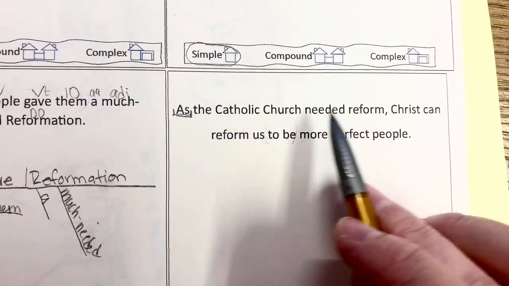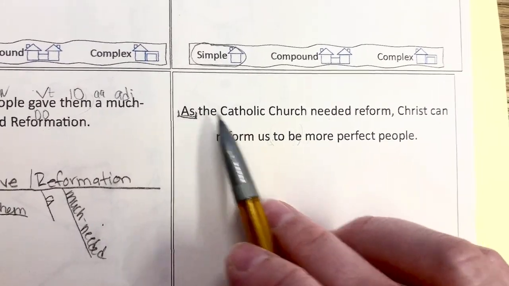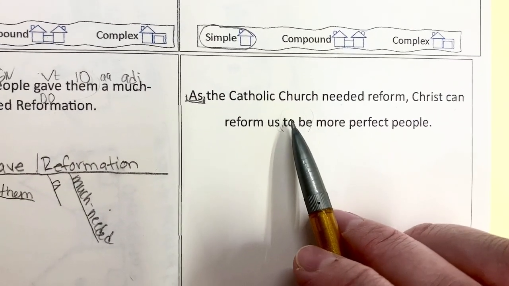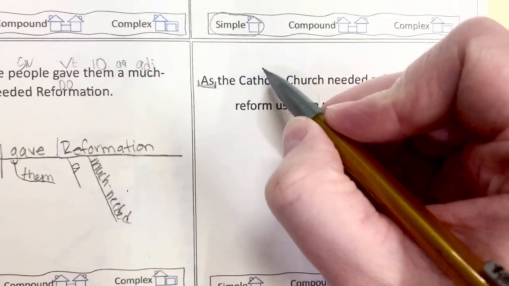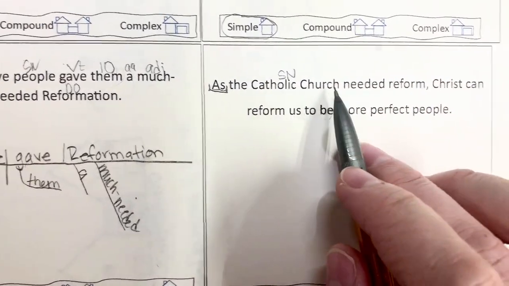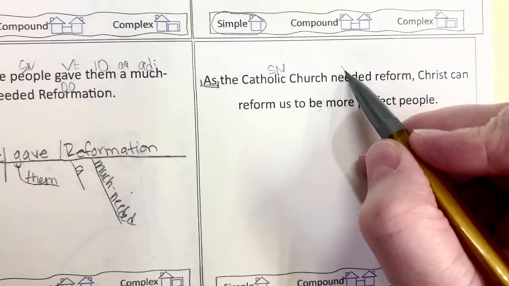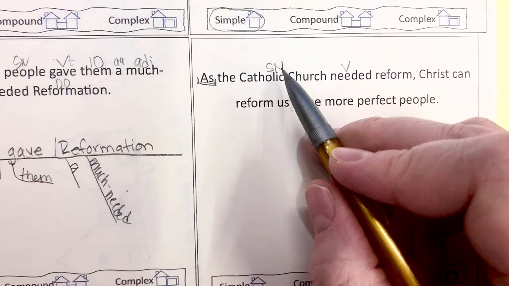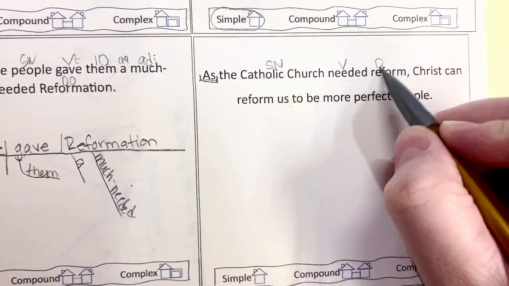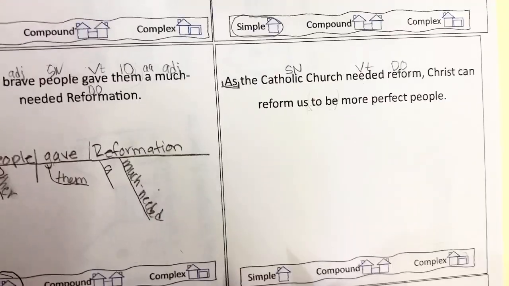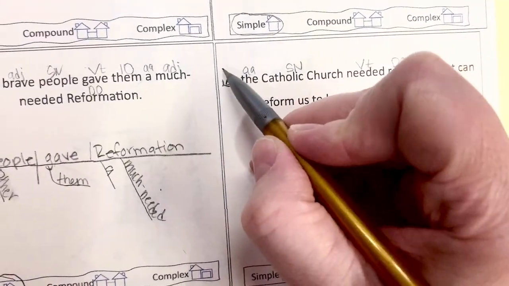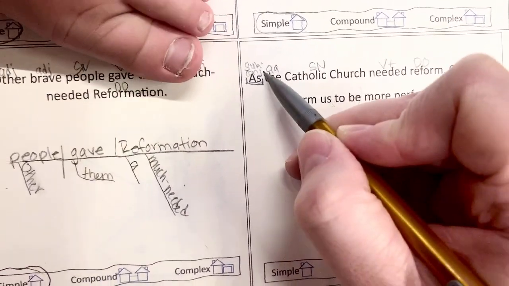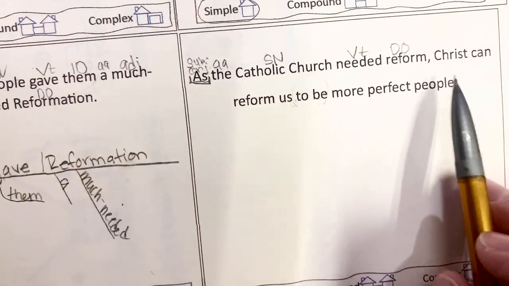So let's start with this clause, and then we're going to do this clause, okay? As the Catholic Church needed reform, who or what is this sentence about? Catholic Church. Subject noun. What is being said about Catholic Church? Catholic Church needed, verb. Catholic Church needed who or what? Reform. Does reform replace the Catholic Church? Does it describe Catholic Church? No, D-O, label verb transitive. The is article adjective. As is a subordinating conjunction. Sub means below.